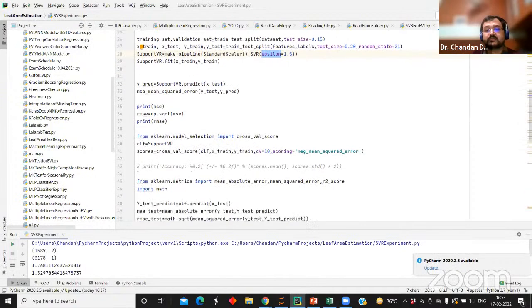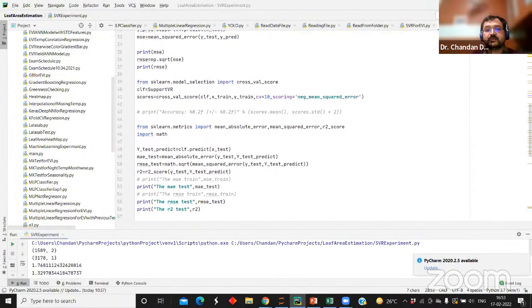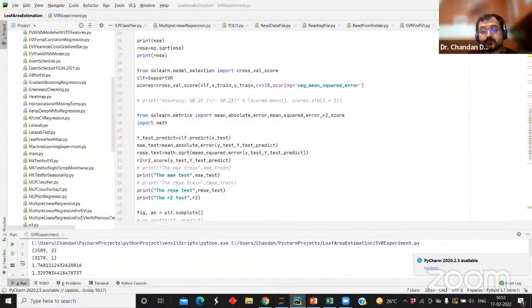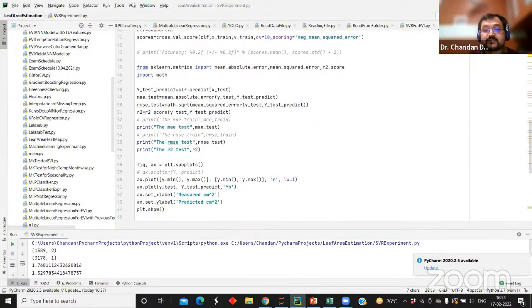Then we have done some kind of cross validation. Why is cross validation required? Because by a single training we cannot confidently tell that this model is sufficiently generalized, so we have done 10-fold cross validation. After that, we have predicted, and again we have identified some of the metrics.